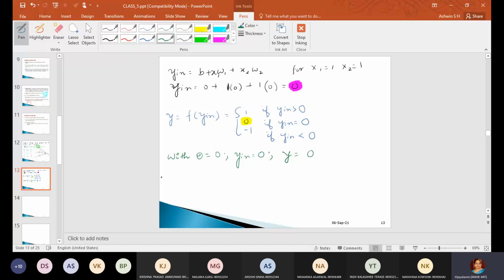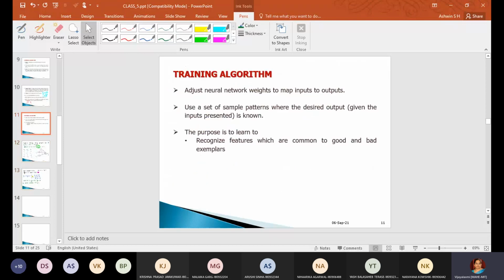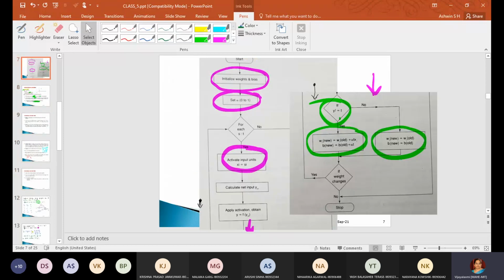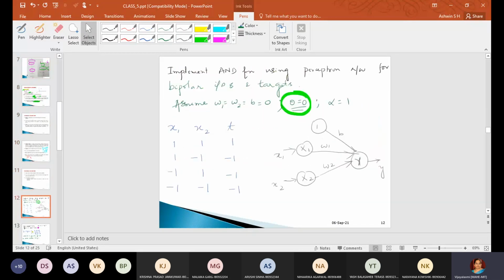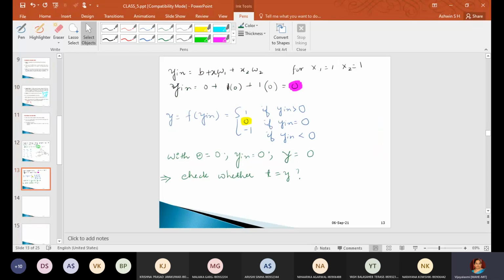So now comes the important part. Check whether the target value is equal to y. This is what comes here in the flow chart, if you see. I'll just show you. Here we have calculated the net y in, then we have applied the activation, obtained y equal to f of y in. Now we are checking whether the output we have got is equal to the target value.